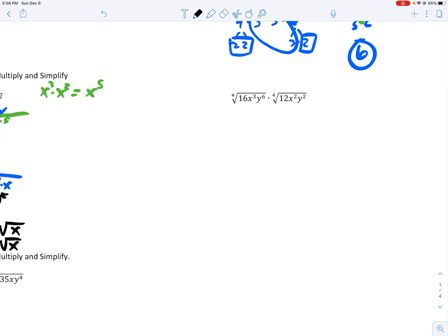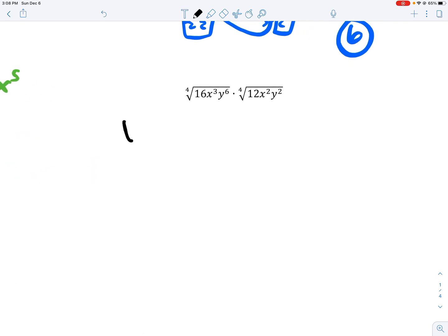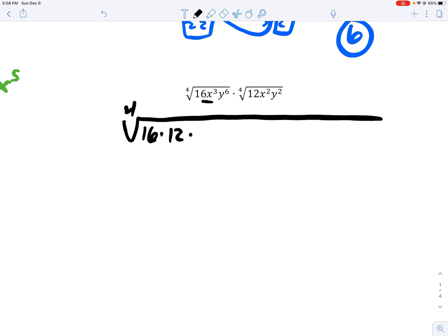Next example. They're both fourth roots, so I can rewrite it as one fourth root. So we got 16 times 12. X to the 3rd and x to the 2nd is x to the 5th. Y to the 6th and y squared is y to the 8th. So now, again, just like we've been doing, I want to rewrite everything as a power of 4. So now I'm looking for 4 of a kind. So 16 is 4 times 4. 12 is 4 times 3.